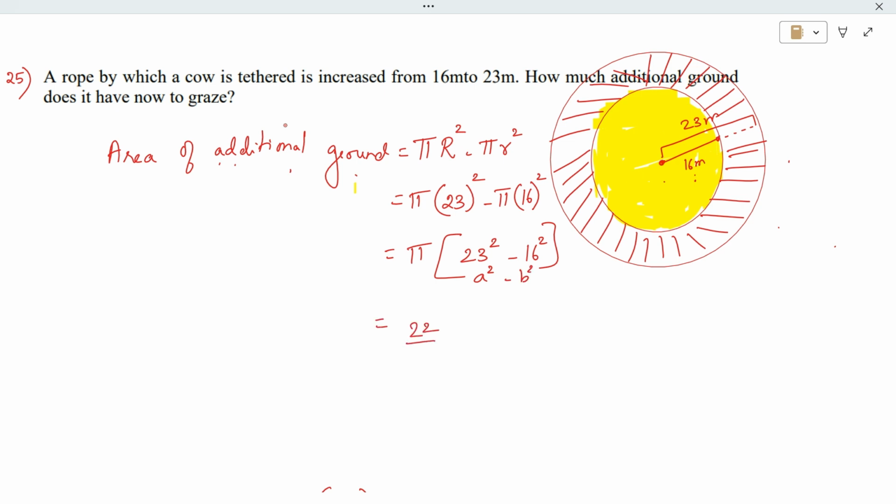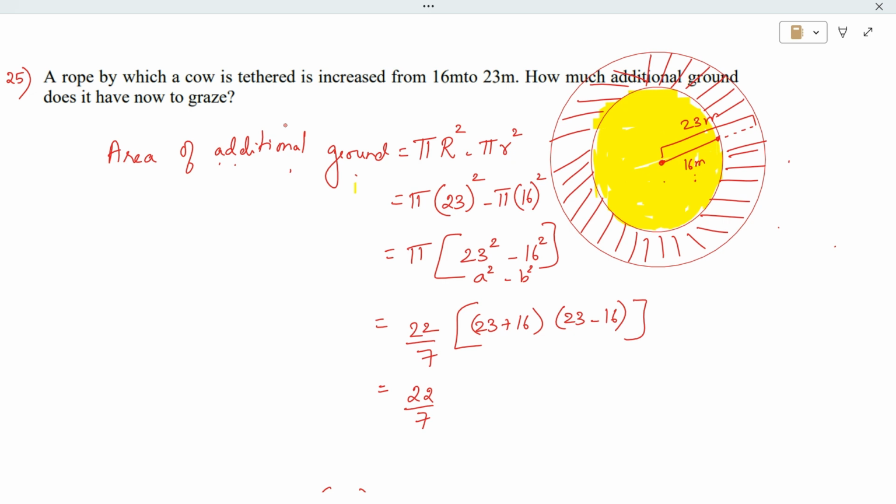Pi value is 22 by 7. So what is a squared minus b squared? A plus b into a minus b, right? So 23 plus 16 into 23 minus 16. Okay, as I said, you can either square and subtract it. That is also right. Okay, so keep 22 by 7 as it is.